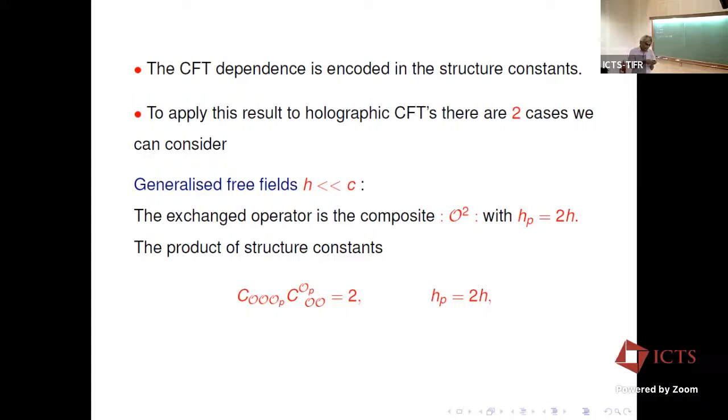In that case, the leading exchanged operator is the composite with dimension 2h. This number, the product of these structure constants, is known. It's 2, and it is easy to derive. The weight of this composite operator is 2h. So that's the leading operator exchanged, and this is for h much less than c. You recall there were two terms, the h squared by c term, which is the vacuum block, and this term, right? So in the generalized free field case, it is this term which contributes.